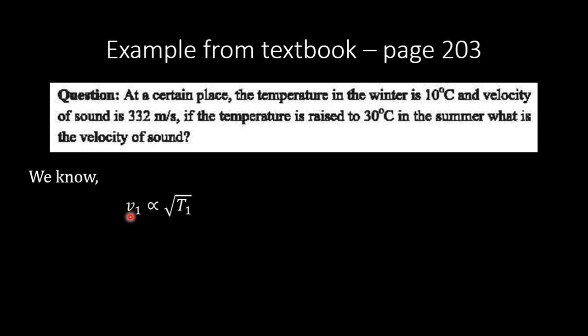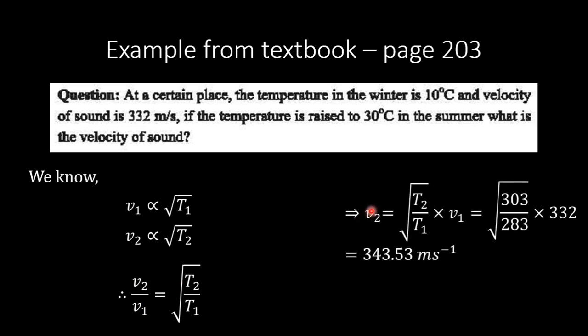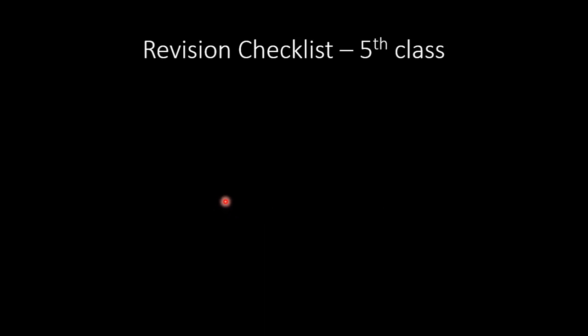So in the first case, the velocity of sound is proportional to the square root of the temperature in the first case, and in the second case the velocity is proportional to the square root of the temperature in the second case. So V1 is proportional to the square root of T1 and V2 is proportional to the square root of T2. If we divide the second equation by the first equation, we get a formula: V2 by V1 equals square root T2 by square root T1. Then we can find the velocity in the second case, V2, as 343.53 meter per second.